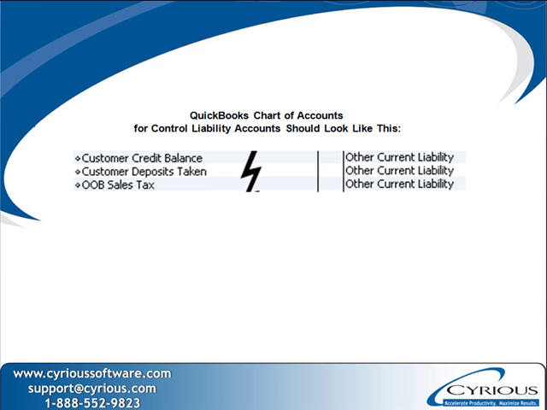Looking at the chart of accounts in QuickBooks for the liabilities exported out of Sirius, you should see it looking something like this. Customer credit balance, customer deposits taken, and the OOB sales tax all set up as other current liabilities.